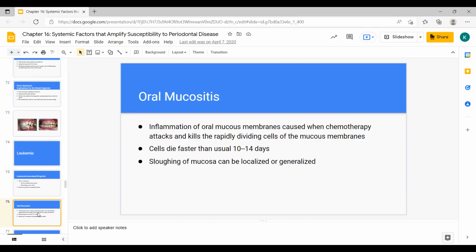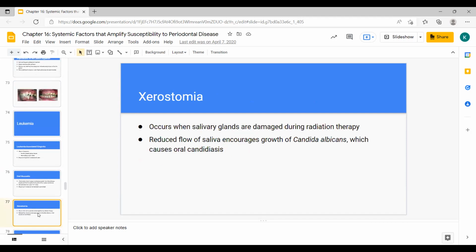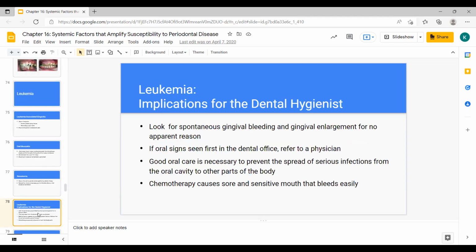Oral mucositis is inflammation of the oral mucous membranes caused when chemotherapy attacks and kills the rapidly dividing cells of the mucous membranes. Cells die faster than usual, usually in 10 to 14 days, and we'll see tissue sloughing, okay? Xerostomia: salivary glands can be damaged during radiation. Reduced flow of saliva encourages more candida infections.